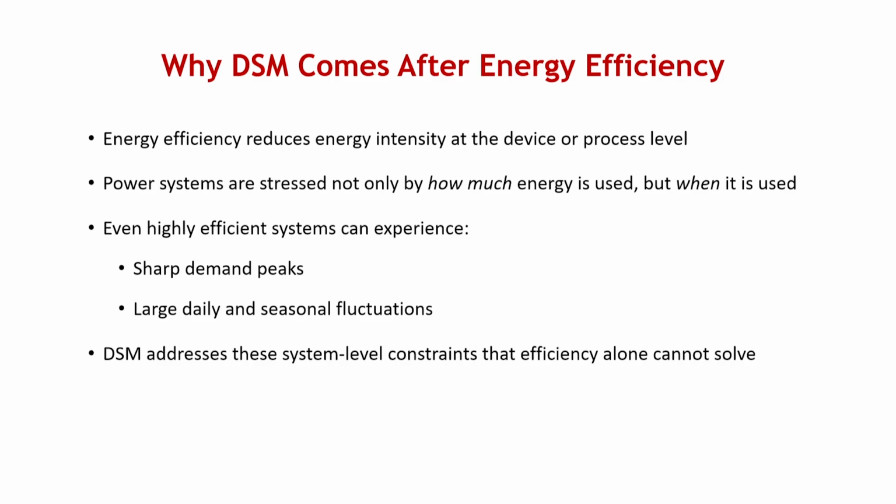Why we are talking about it now is that what we have looked into is that energy efficiency reduces energy intensity at the device and process level. What we need to now understand is that once we have understood that this can be done, it is not only how much energy is used, but it is also important for us to understand when it is to be used. And since we now need to understand that, that's why we are now coming to this section where we are trying to understand when we need this energy to be used.